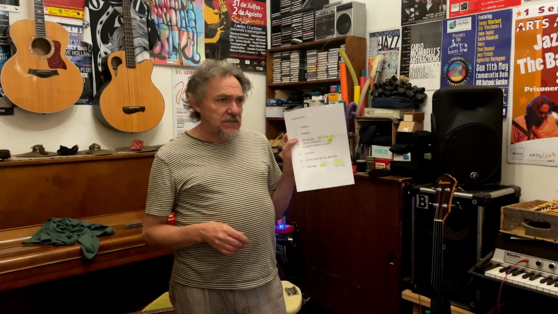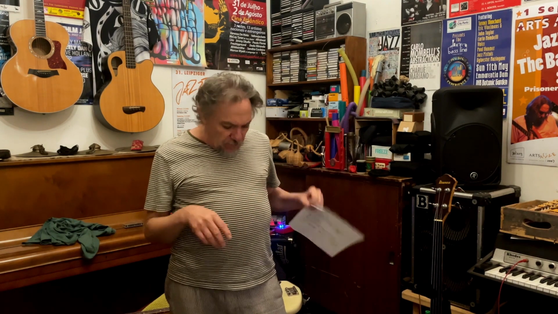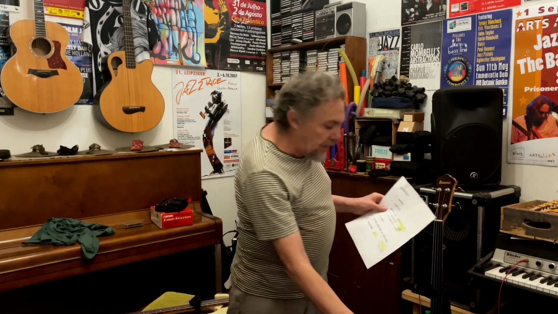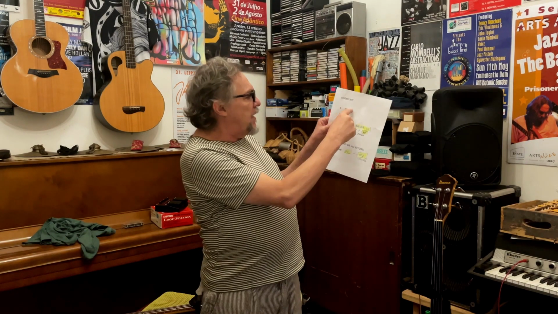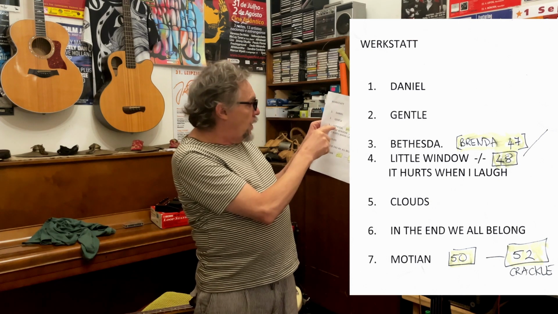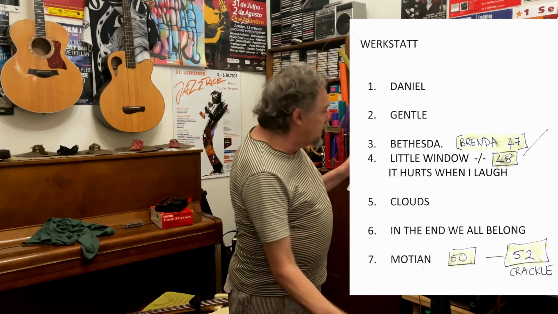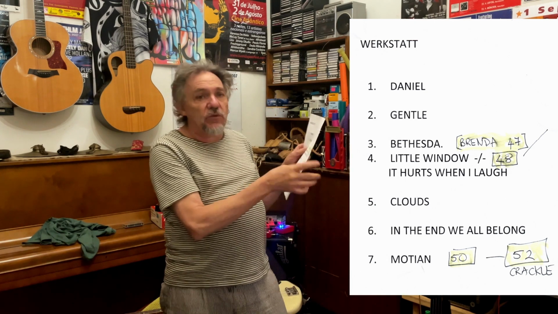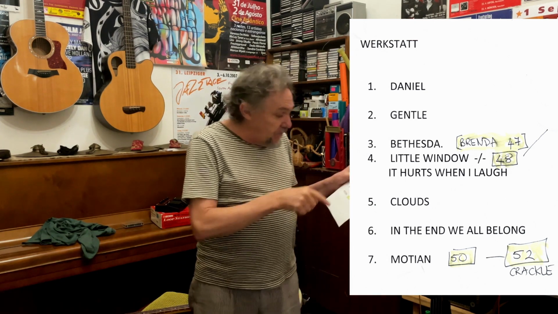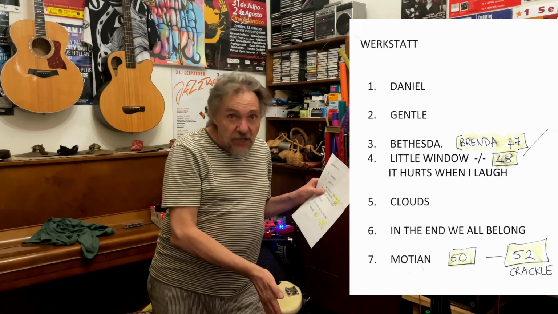Another thing is, I've got my set list on the floor, and then I put my loops. I've set aside maybe 50 to 60 samples on my sampler for this gig. Did you see how I stored them? I store my samples in the order that I'm going to use them on the gig. So I've got Daniel, Gentle, no sample, Bethesda. I've got a sample, the prayers between Bethesda and Little Window. And then I've got number 47. I've written there 47, my sampler is ready at 47.